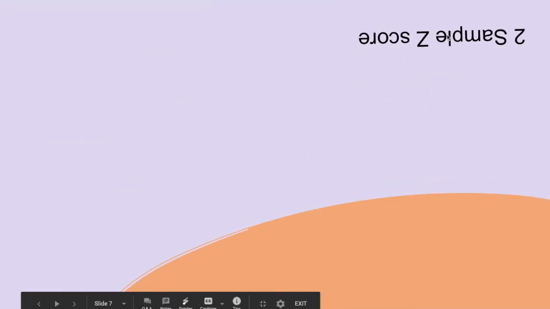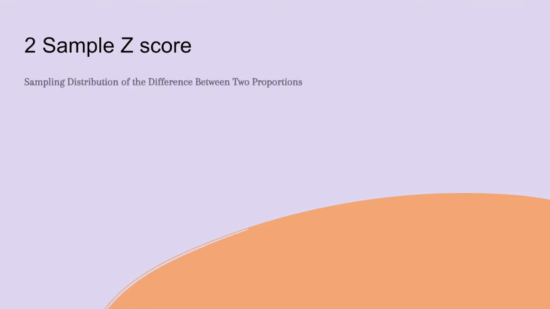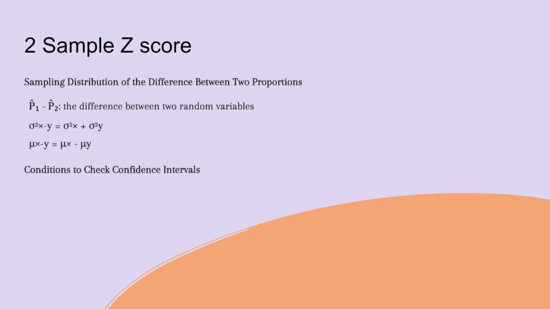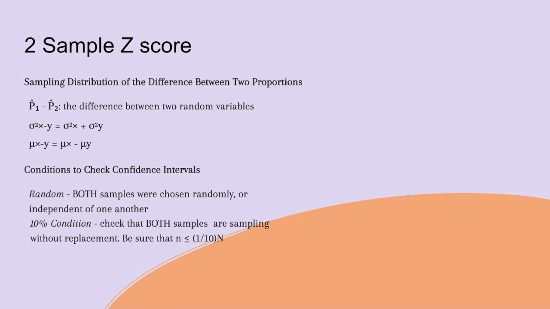So the third type of confidence interval is the two-sample z-score. So the sampling distribution for the difference between two proportions is this, p hat 1 minus p hat 2. That's the standard deviation equation. That's the mean equation. So the conditions to check for this kind of confidence interval. Random, you just want to make sure that both samples are chosen randomly or they are independent of one another. That's usually stated in the problem. For the 10% condition, you want to make sure that your sample size is less than 10% of the population so that when you're sampling, you don't repeat samples.